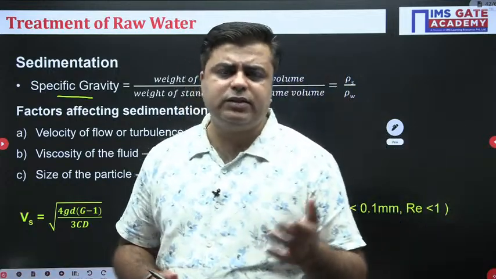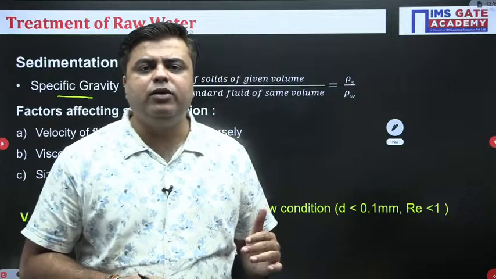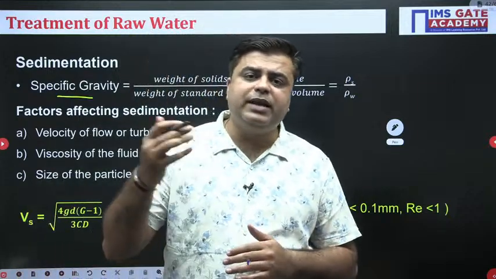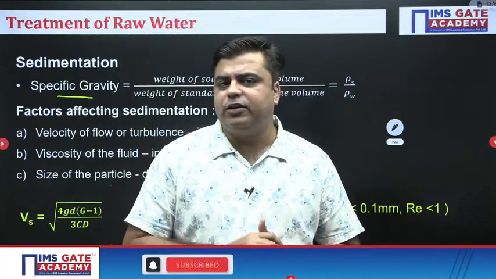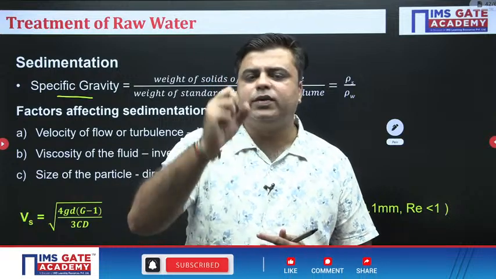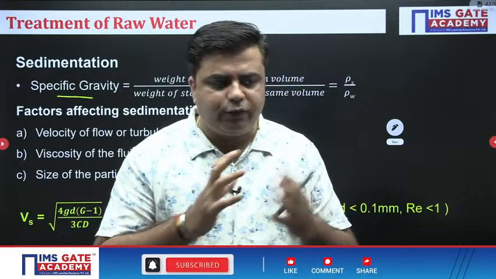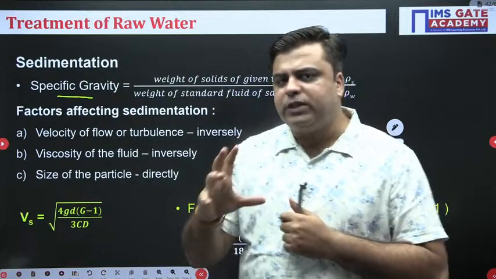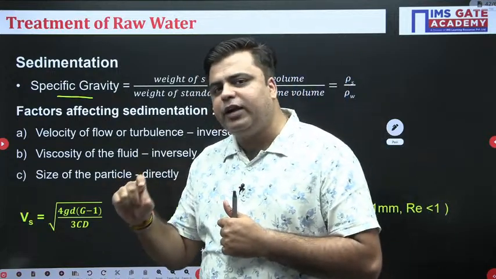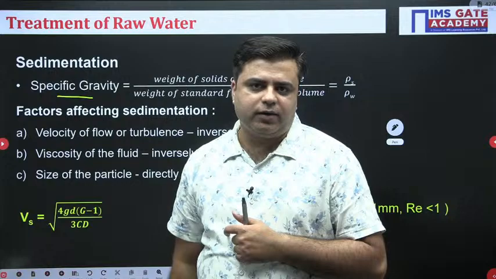You can understand the specific gravity formula, we all know. Specific gravity is the unit weight of solids divided by the unit weight of water, or it can be the density of solids divided by the density of water. Understand specific gravity from my point of view. How do I feel specific gravity? Specific gravity is the relative weight of the solid with respect to water.